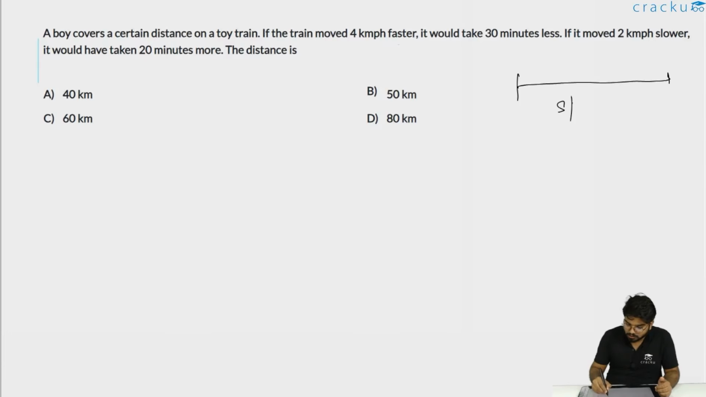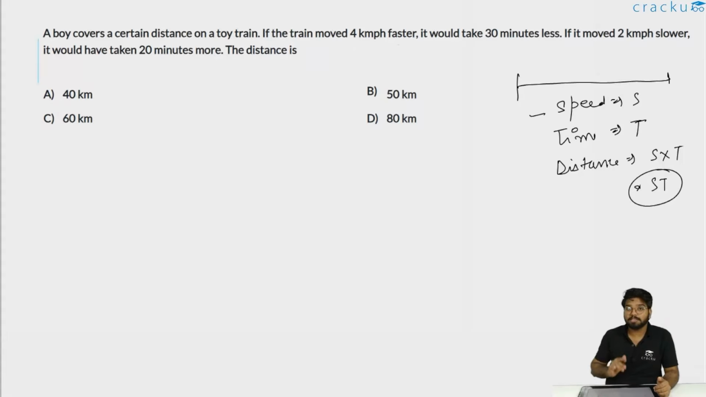Let's say the speed is equal to s and time is equal to t. And so distance is what? Speed into time, that is st. Now this speed is in normal condition. When it is moving at its normal pace, the speed is s, so the time taken will be the normal time t. So distance is st.